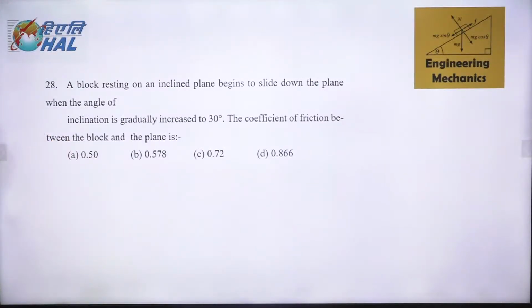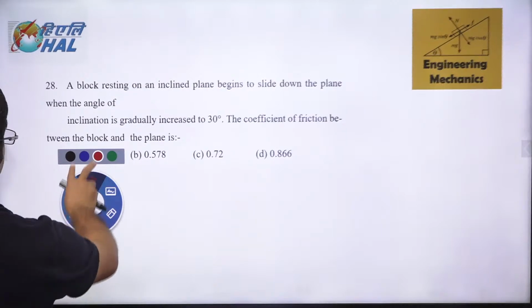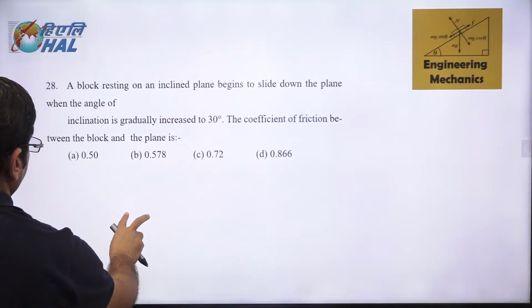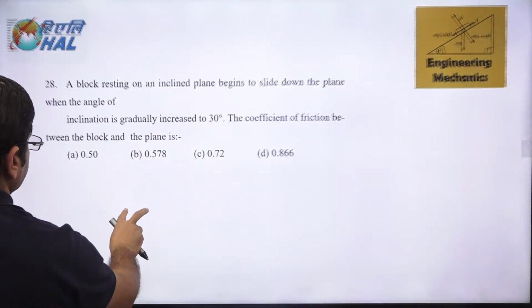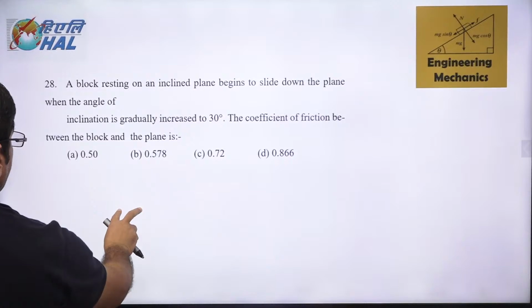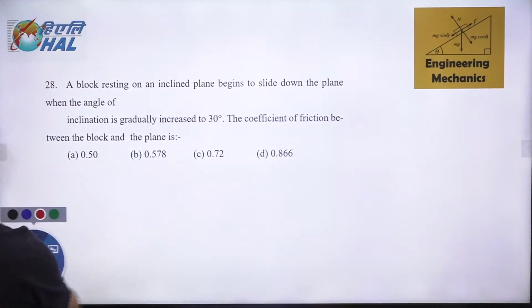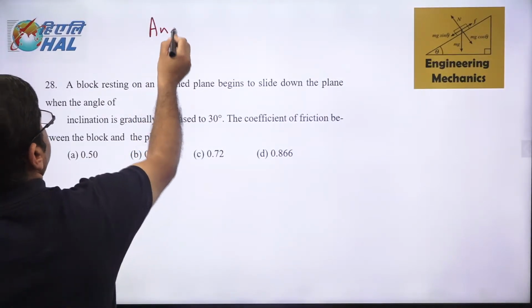A block is resting on an inclined plane which begins to slide down the plane when the angle of inclination is gradually increased to 30 degree. So what is the coefficient of friction between block and plane? There is a concept of angle of repose. Let me tell you what is angle of repose. Angle of repose is that angle at which the body will start sliding down. That is called angle of repose.